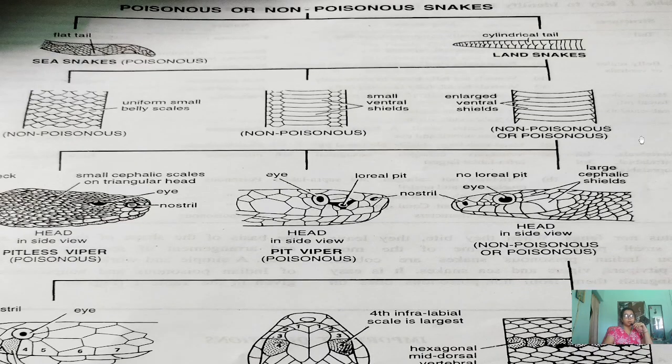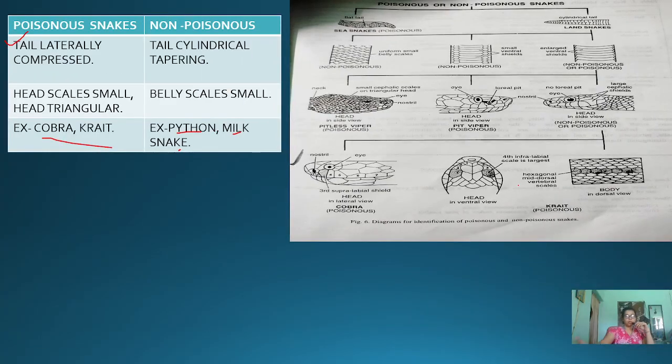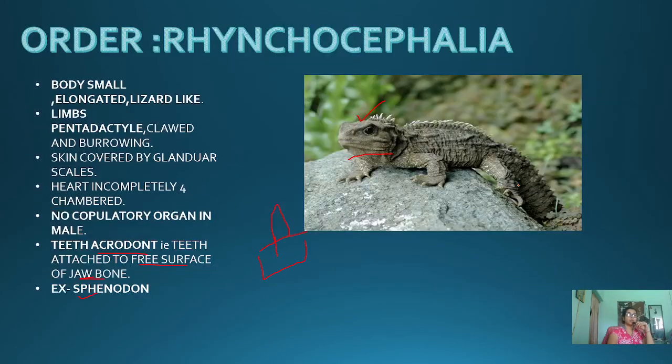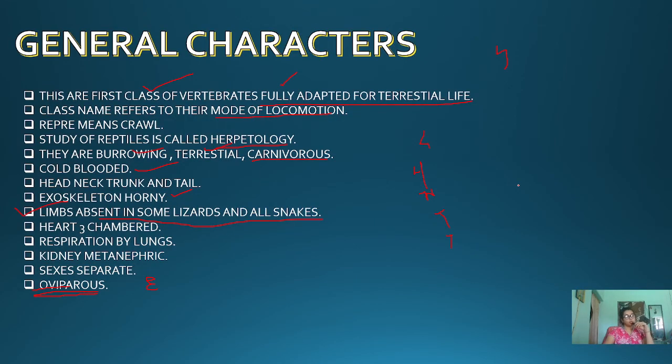So this is all about the characteristics and features of how to distinguish between poisonous and non-poisonous snakes, and this is all about the reptilia. Hope you have understood this chapter and this main portion. This is a vast portion, so I have tried to summarize it, how much is important from the exam point of view. And also there is one interesting chapter, the biting mechanism of snakes. That is also very interesting. We will be discussing it later on, after completing all these phyla.